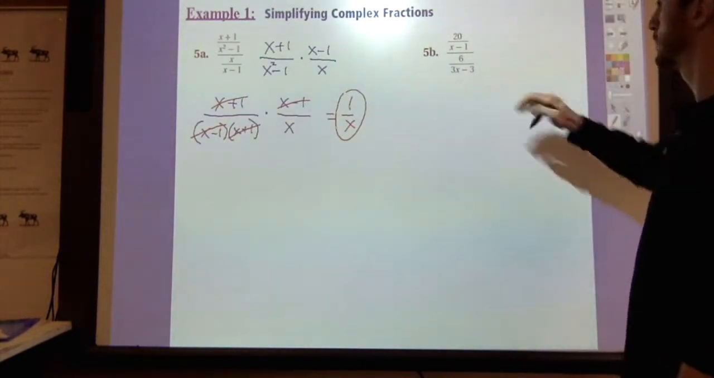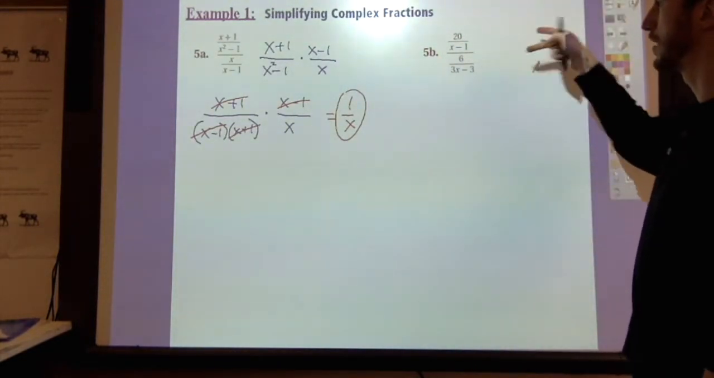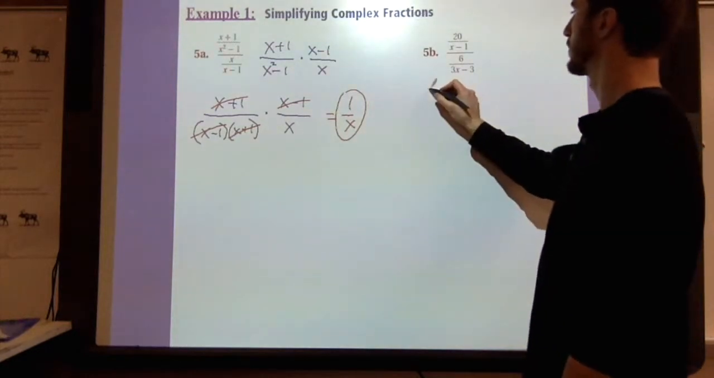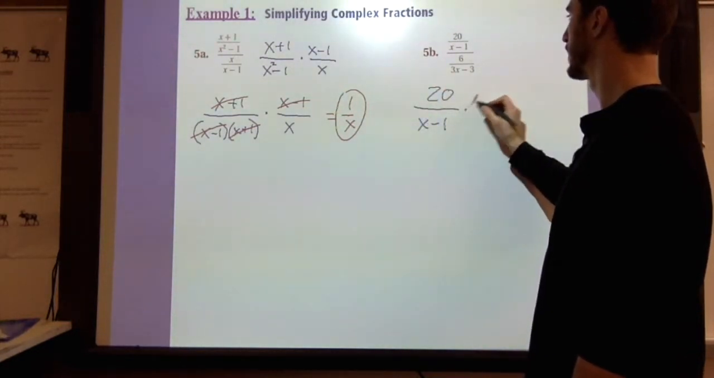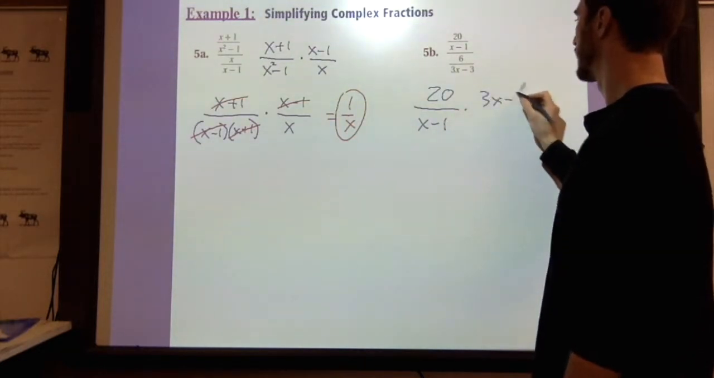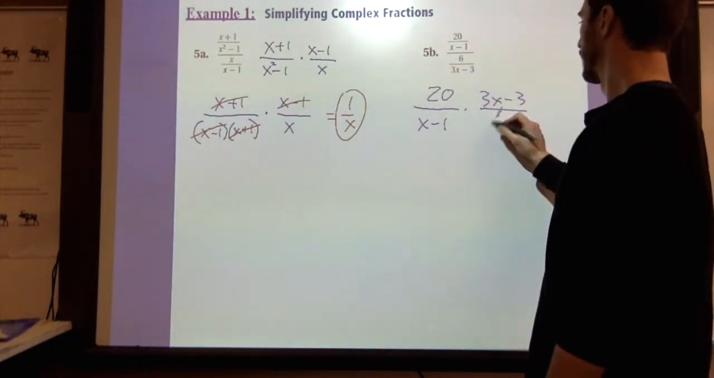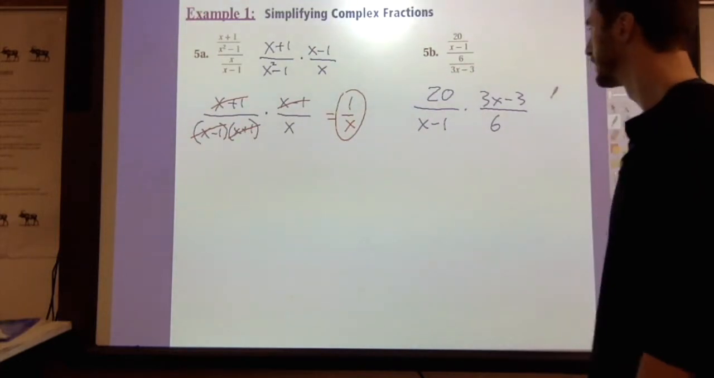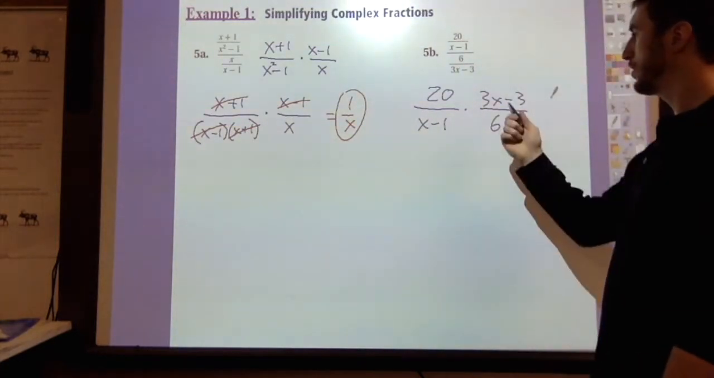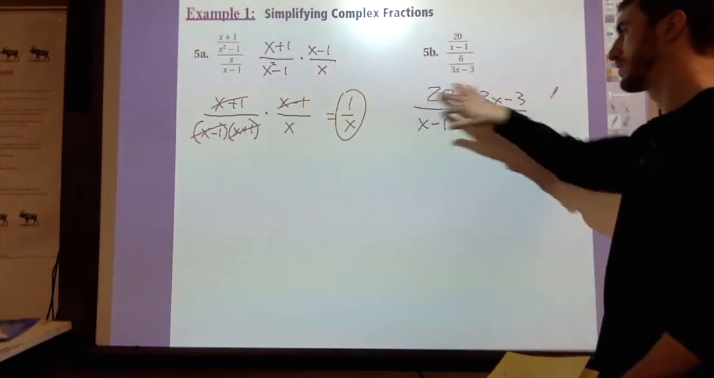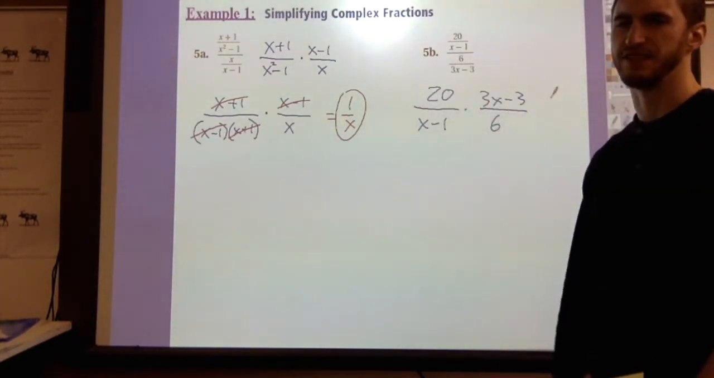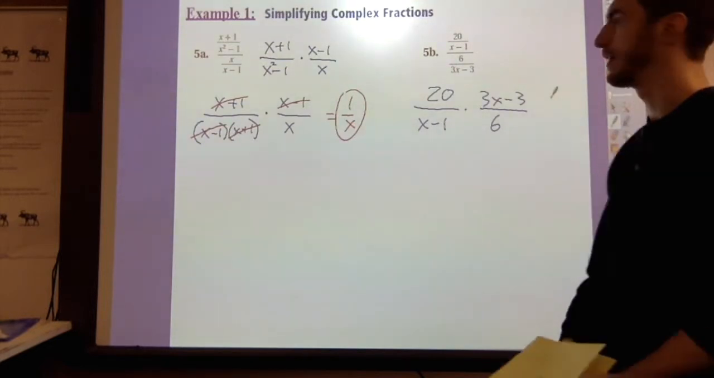Okay. This one, I'm going to do the same thing. I'm going to flip the denominator and multiply straight across. So I've got 20 over x minus 1 times 3x minus 3 over 6. And I could pull a 3 out of here, but I think I'm going to go ahead and multiply straight across and then see if I can simplify it from there.